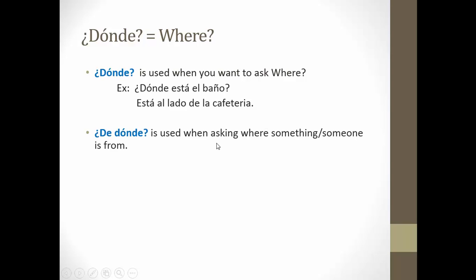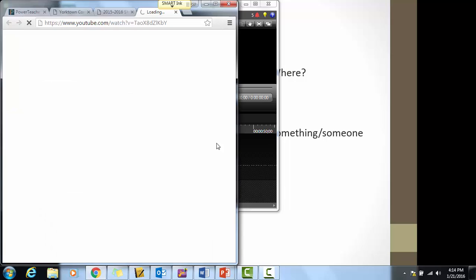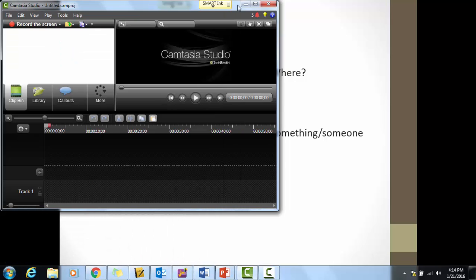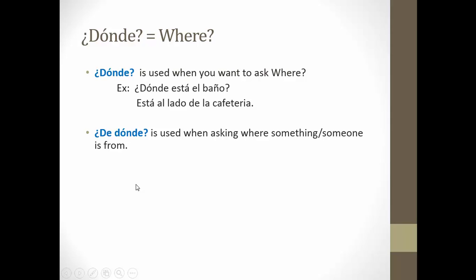Okay, a few variations you can see here on your note guide of ¿dónde? ¿De dónde?, which is one of the first questions you learned in Spanish 1. ¿De dónde? is used to ask where someone or something is from. Okay, because de can mean of or from. So, ¿de dónde eres? Where are you from? Soy de Indiana. If I said, ¿de dónde es este libro? Where's this book from? Okay, es de España.